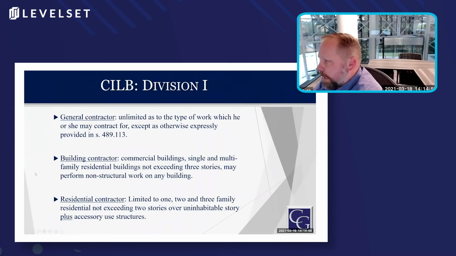All right. So CILB, just a quick set on the divisions. Division 1 is a general contractor, unlimited in scope. There are certain limitations in 489.113 for general contractors, such as they can put shingles and cedar shakes on roofs on houses that they build from the ground up, but they can't repair roofs. And so there's certain limitations. Building contractor, again, by statute, and then the residential contractor is pretty self-explanatory. It's single family, 2-family, 3-family homes not exceeding 2 stories.